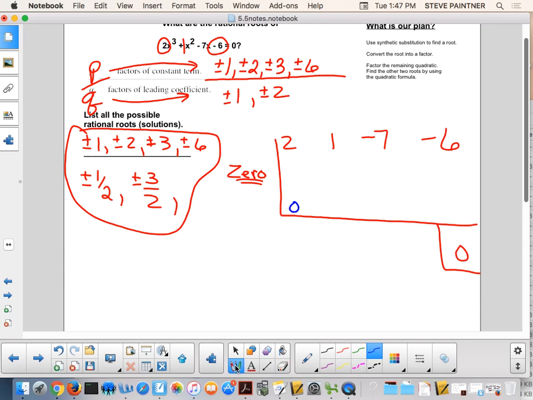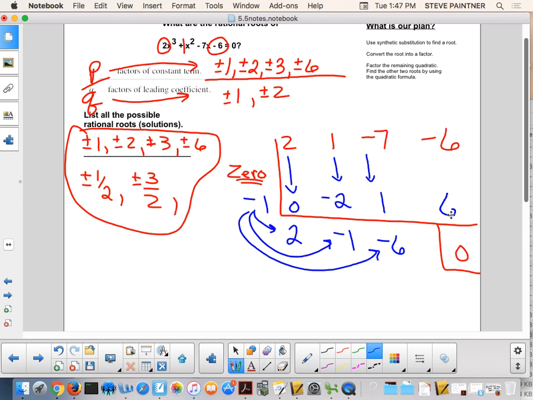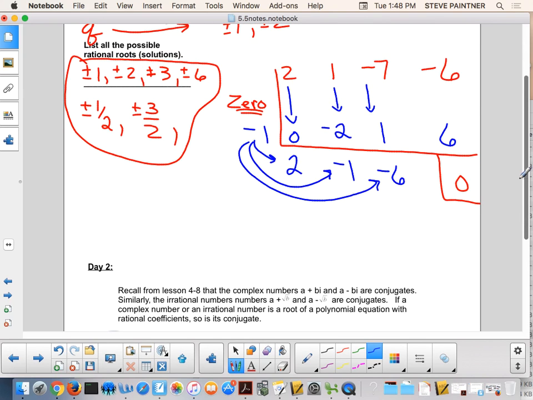Okay? Here we go. Down, 2. Multiply. Negative 2. Add down. Multiply. Boom. It works. Okay? Questions? Negative 1 works. So did 2, it sounds like. So 2 will come out later when I find the other zeros.